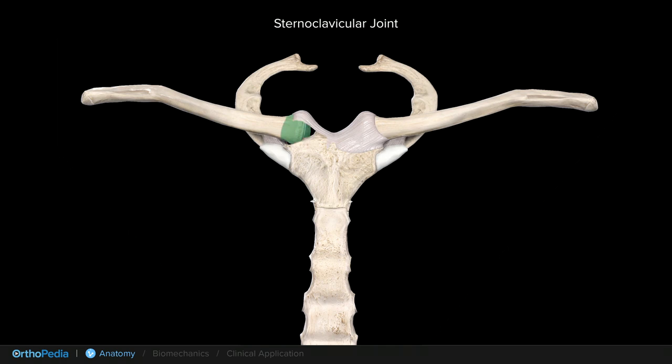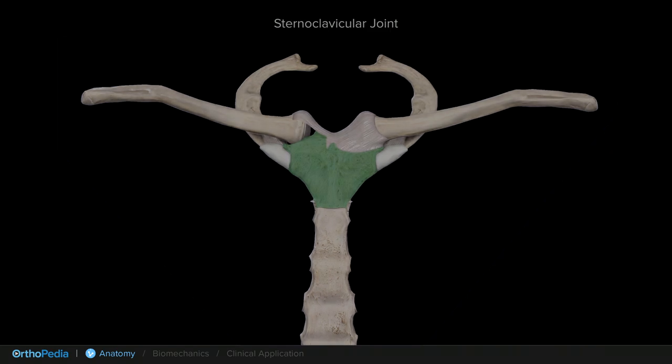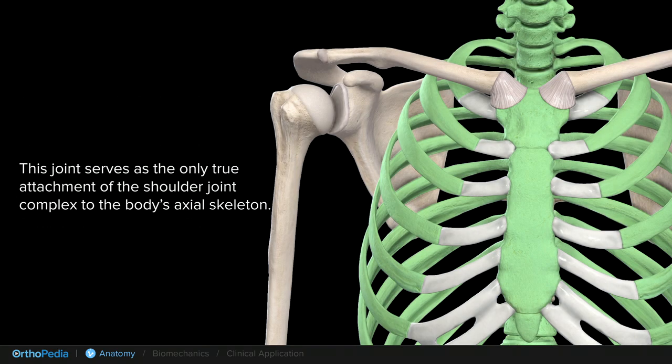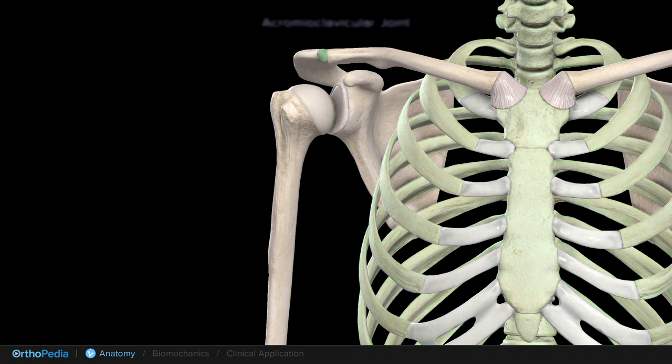These surfaces are the medial aspect of the clavicle and a notch created from the first costal cartilage and the manubrium of the sternum. This joint serves as the only true attachment of the shoulder joint complex to the body's axial skeleton. The acromioclavicular joint is another important articulation of the shoulder.